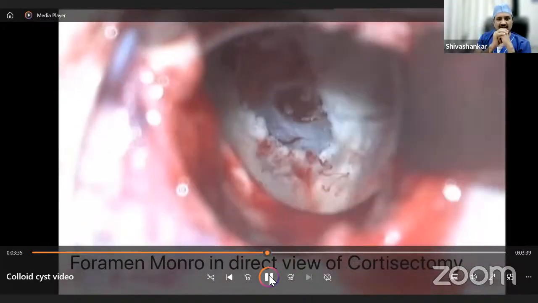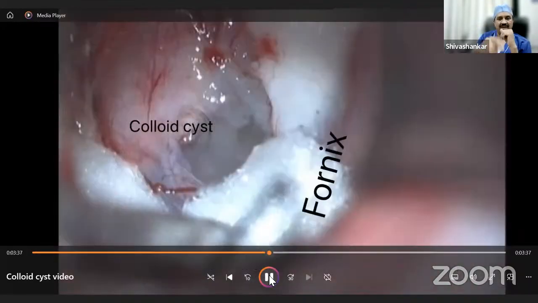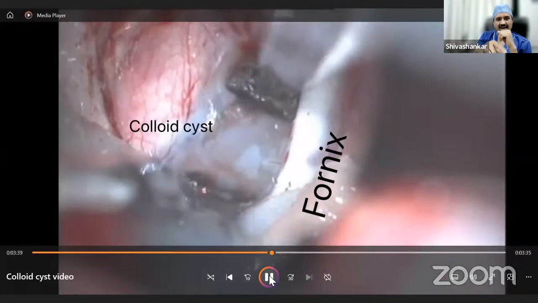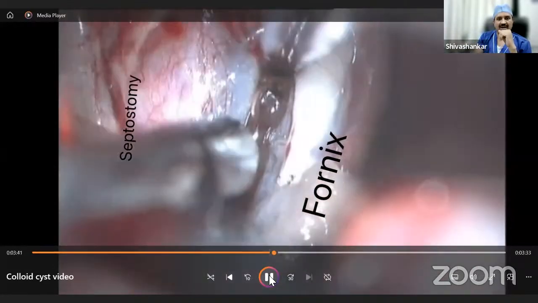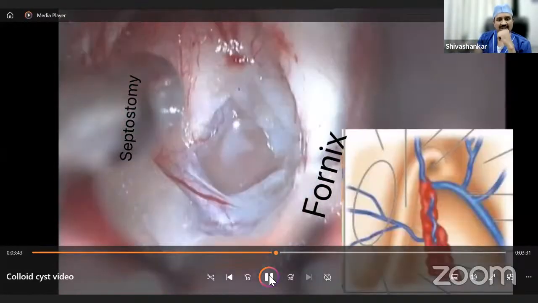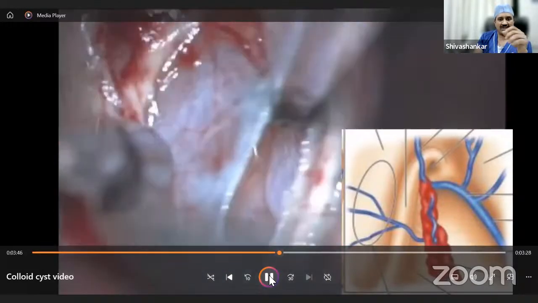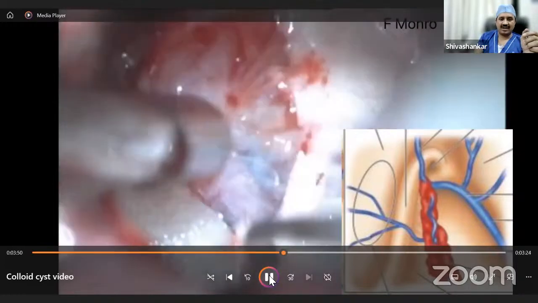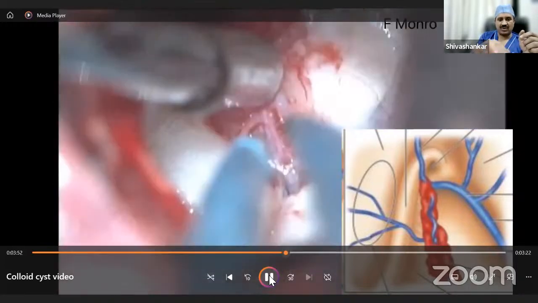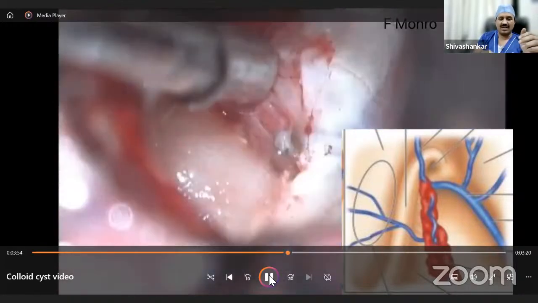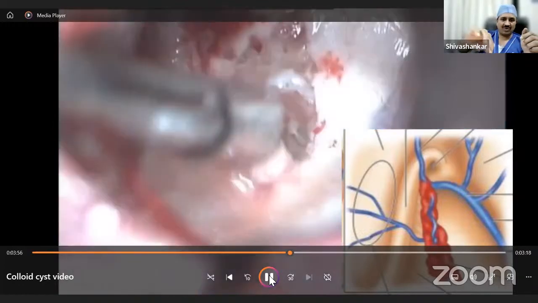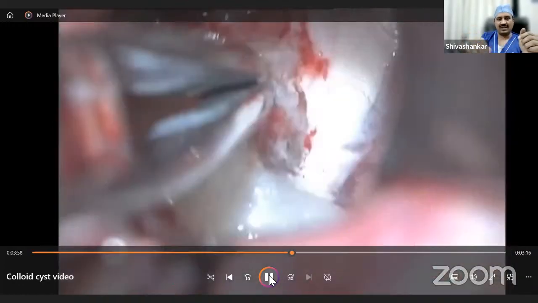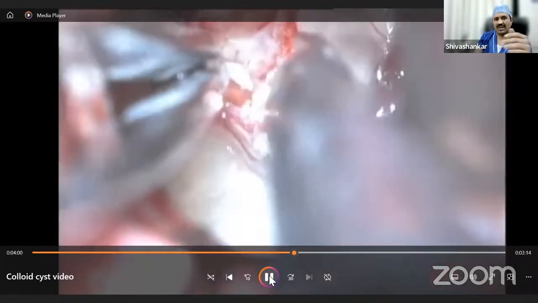That is the cyst which is evacuated, the colloid cyst wall, and the fornix down there. And that was the septostomy that we did. And the last bit of concretions are being removed. The cyst wall has collapsed now. It is a completely empty cyst. And gradually we dissect it off from the surrounding structures and coagulate it. And that is the fornix. We have to take care of the fornix here. We should not coagulate near the fornix. And then gradually we cut.